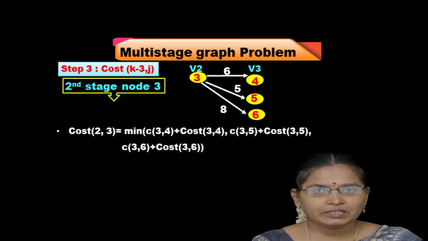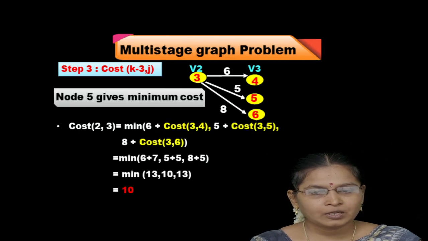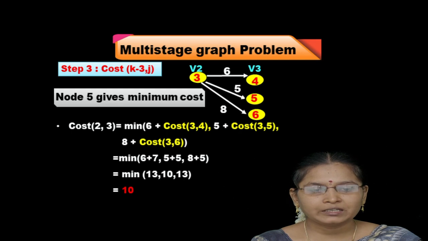Next, find the cost of 2, 3. So, minimum of 3, 4 plus cost of 3, 4, C of 3, 5 plus cost of 3, 5, C of 3, 6 plus cost of 3, 6. Substituting all the values, we get the minimum value as 10. So, for the cost 2, 3, node 5 gives the minimum cost value.